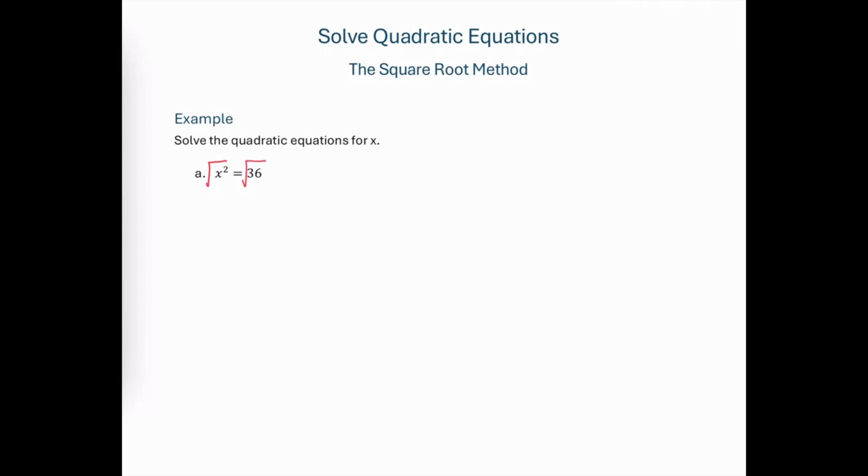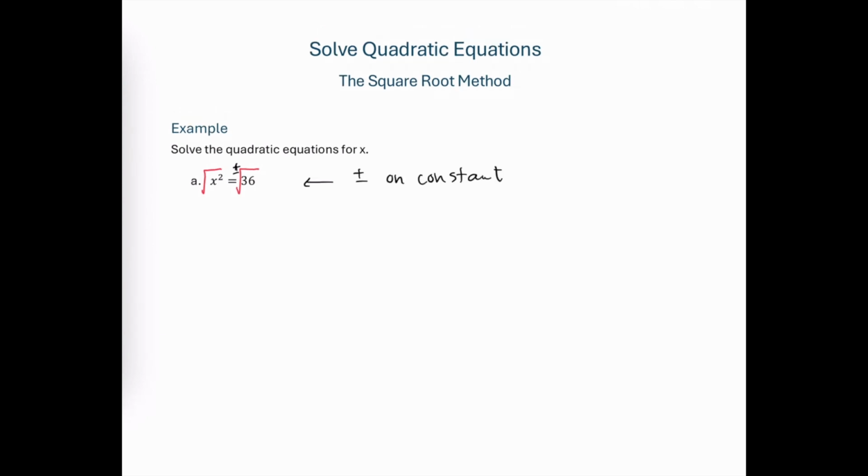Now, anytime we take the square root of both sides of an equation, when that radical wasn't initially part of the equation, when we introduce it like this, we have to consider both the plus and the minus possibilities. And one way that we can do that is to place that plus minus on the constant side. So let's play this forward a couple of steps and see what happens.